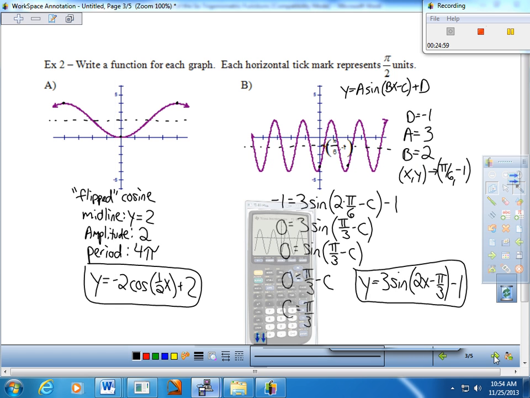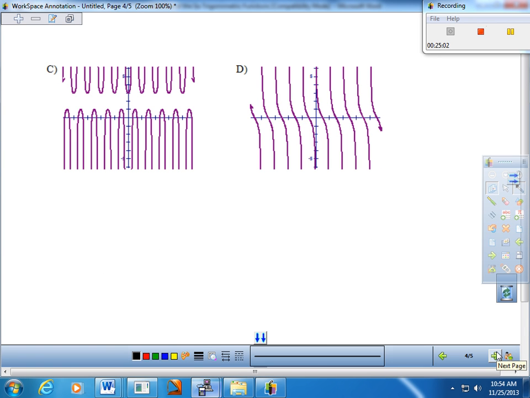So let's go get these last two. All right, so this one looks to be, letter C, looks to be either the cosecant or secant. And I guess I would ask you, which is it? Think about the way it played out. Think about sine and cosine, and as a result, cosecant and secant. Which is the one that has the y-intercept as a function value as opposed to the y-intercept as an asymptote?